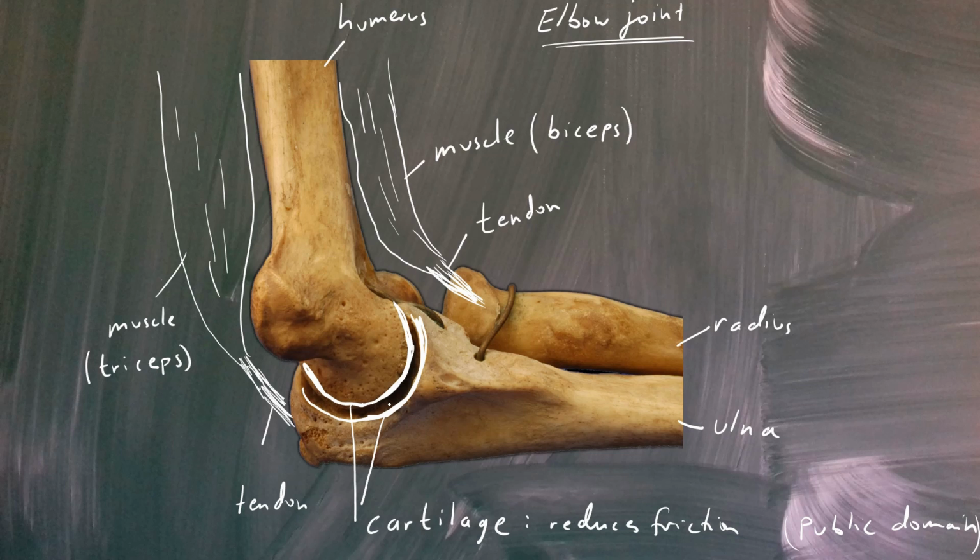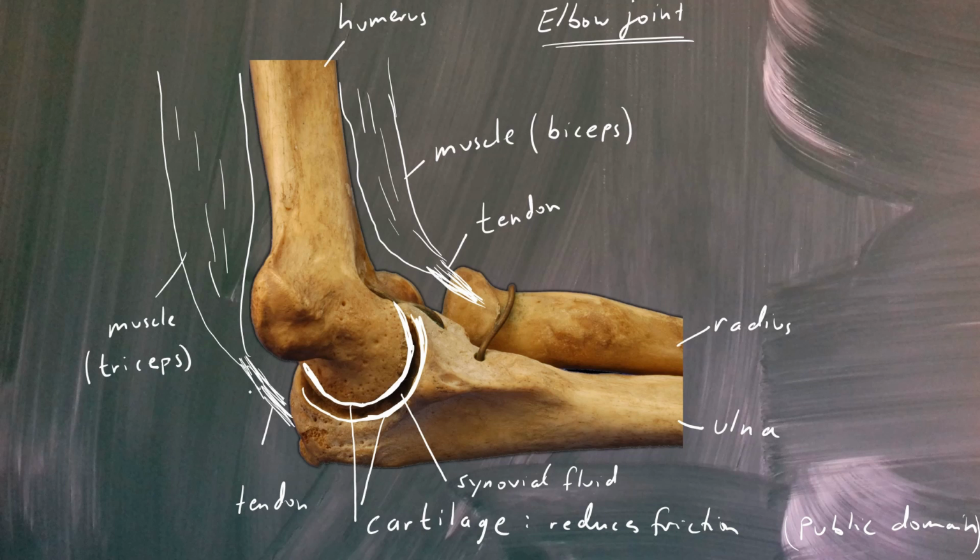Between the cartilage, in this space, there's also something, and this space is called synovial fluid. It's a fluid in there. And this synovial fluid also reduces friction.